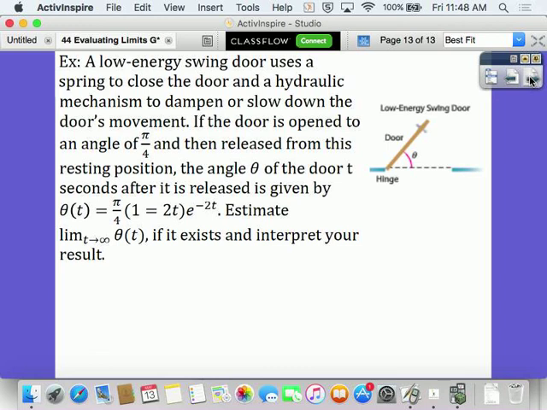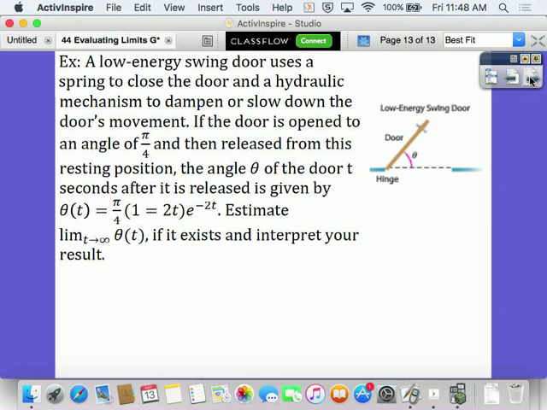So if a low energy swing door uses a spring to close the door and a hydraulic mechanism to dampen or slow down the door's movement. If the door is opened to an angle of pi over 4 and then released from its resting position, the angle theta of the door t seconds after its release is given by an equation. We're actually given an equation here, which means that I have something that I can plug into my calculator, or I can plug in values to determine.